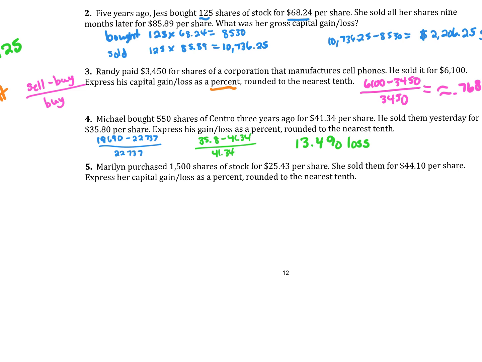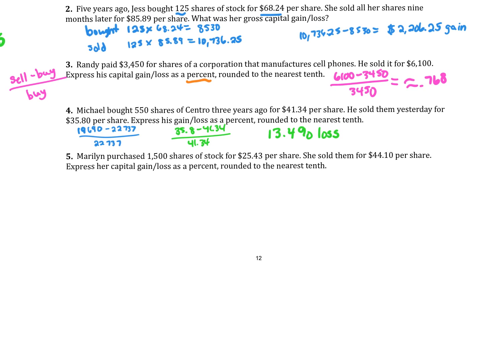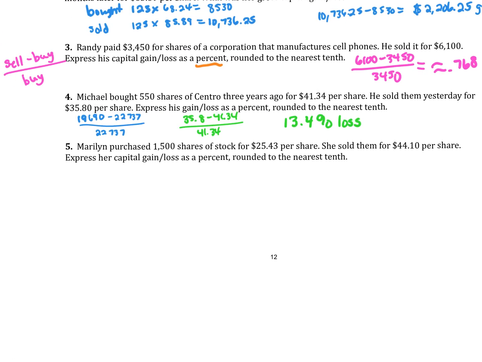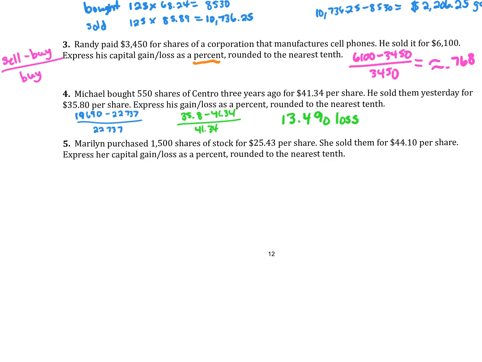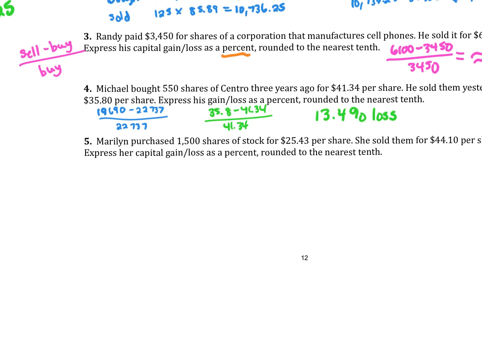Okay. I'm gonna do similar with this last one here. Purchased 1,500 shares of stock for this amount, sold them at that price. I mean, you can tell it's gonna be a gain, right? So once again, let me give you the blue way and then the green way. I'm trying to color code it for you.